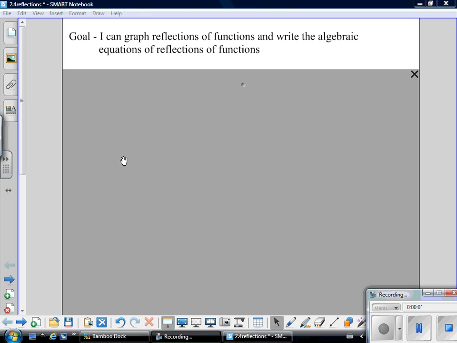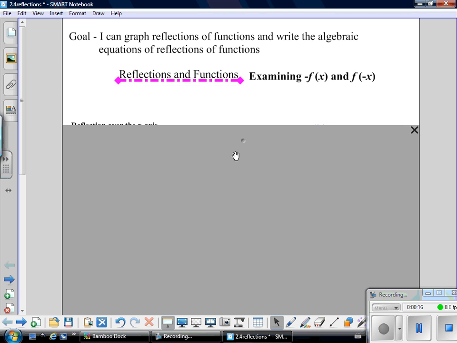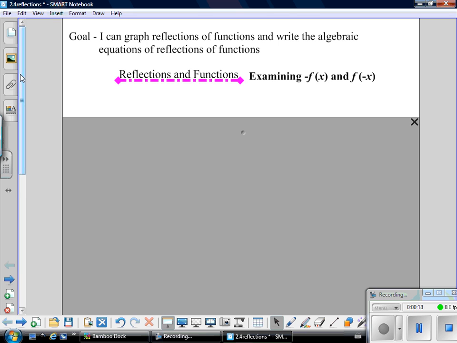Still working on moving our parent functions all over the place. Today what we're going to be looking at is how I can graph reflections of functions and write the algebraic equations of the reflections of the functions. Okay, it's kind of a mouthful there. First of all, we're going to be examining different kinds of reflections.